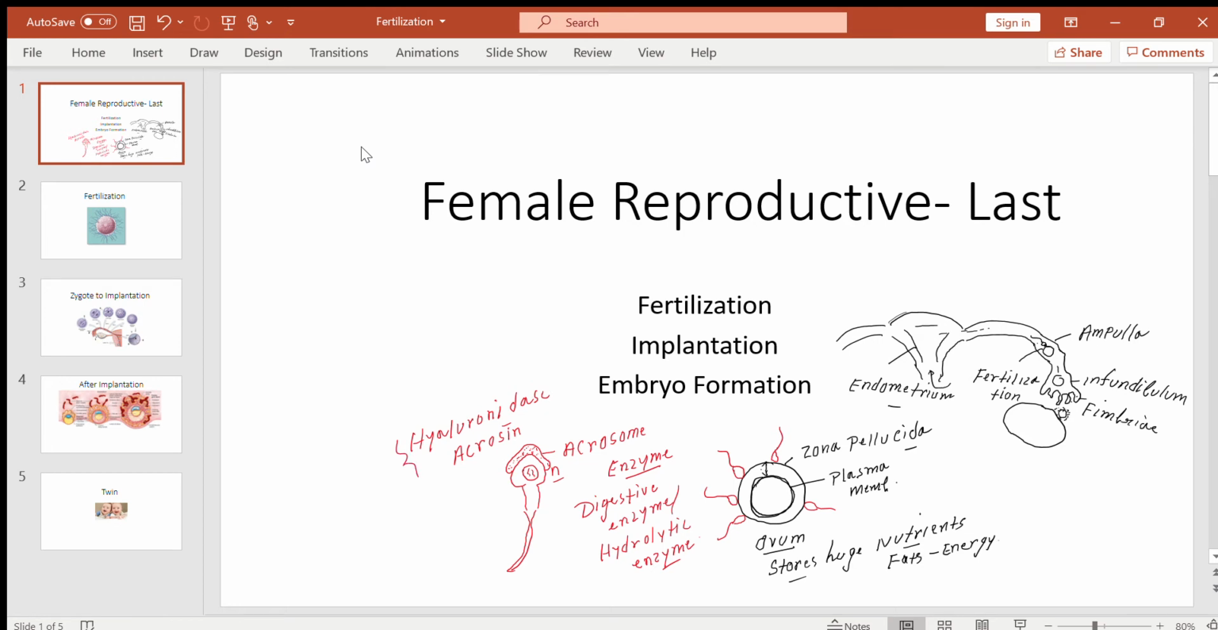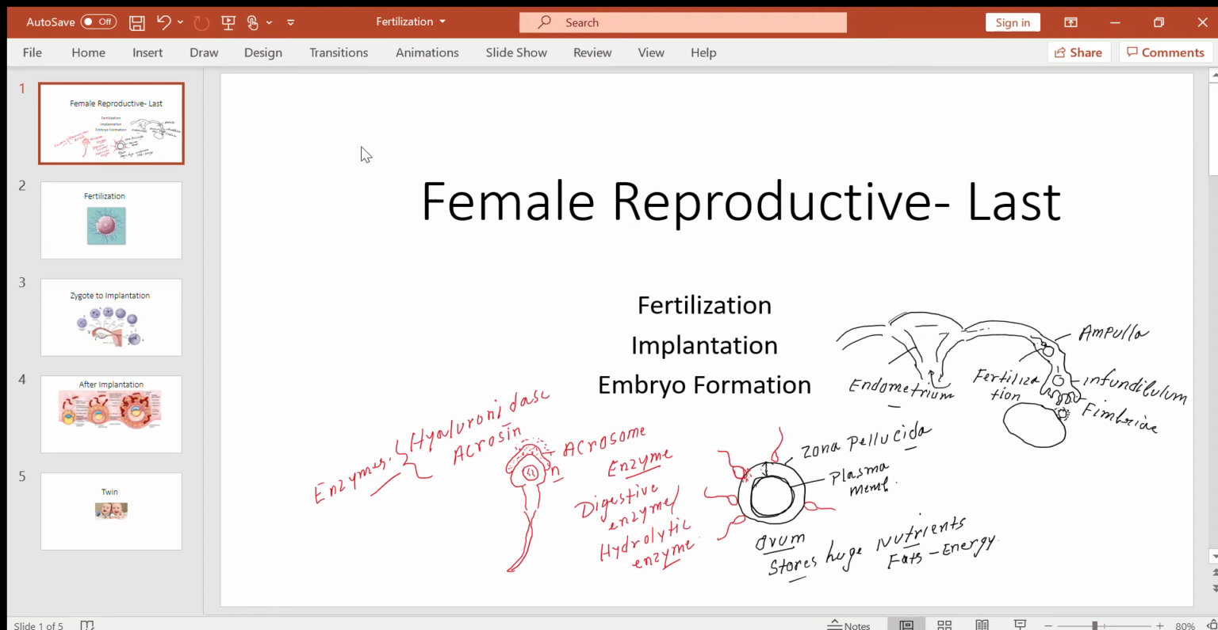So especially these two enzymes are secreted from the acrosome. Okay, so now let's see here. This is the acrosome, and the acrosome releases those chemicals, enzymes, and that helps to break the wall of the egg. So the sperm would move inwards.